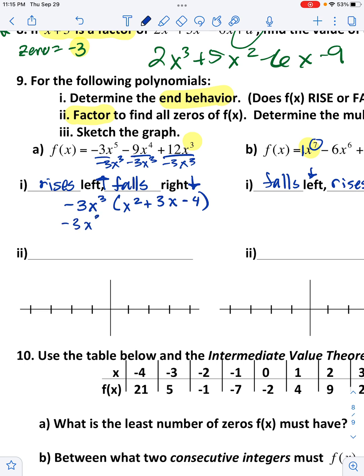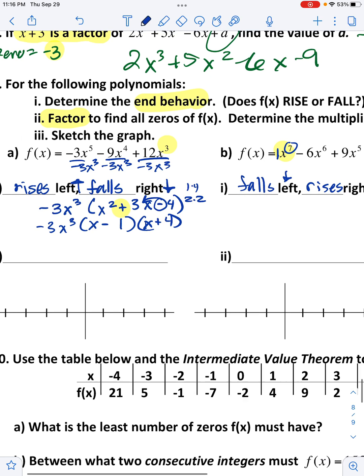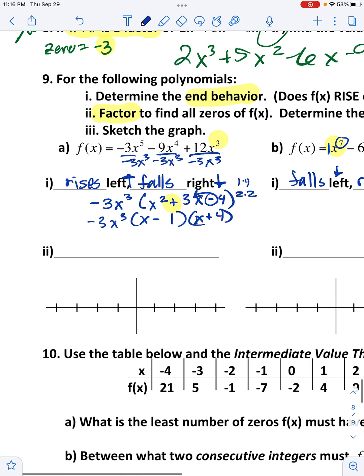So this is out in front. Then I need a way to get 4 that subtracts to be 3. So my options for 4 are 1 and 4 or 2 and 2, but the only ones that subtract to be 3 would be a 4 and a 1. Since I need to have a positive 3, I need to have a positive 4 and a -1. So if I'm going to list my factors, they are going to be -3x cubed, then x minus 1, and then x plus 4.